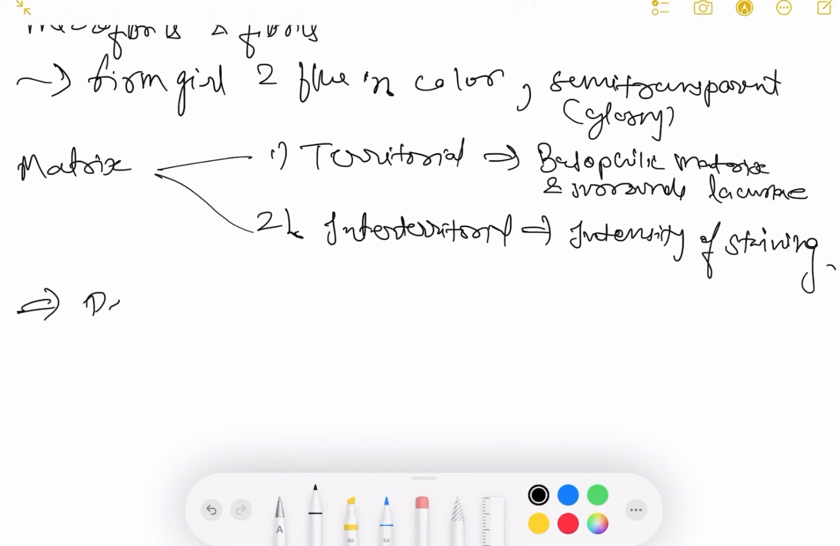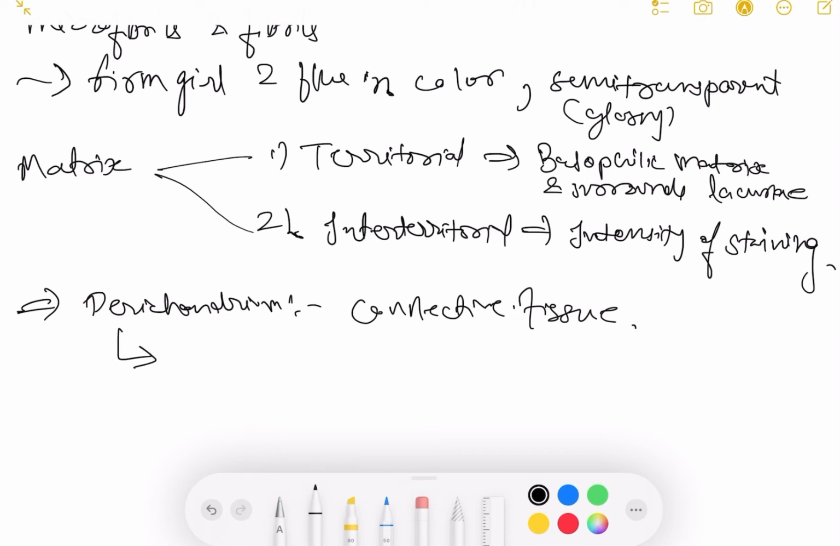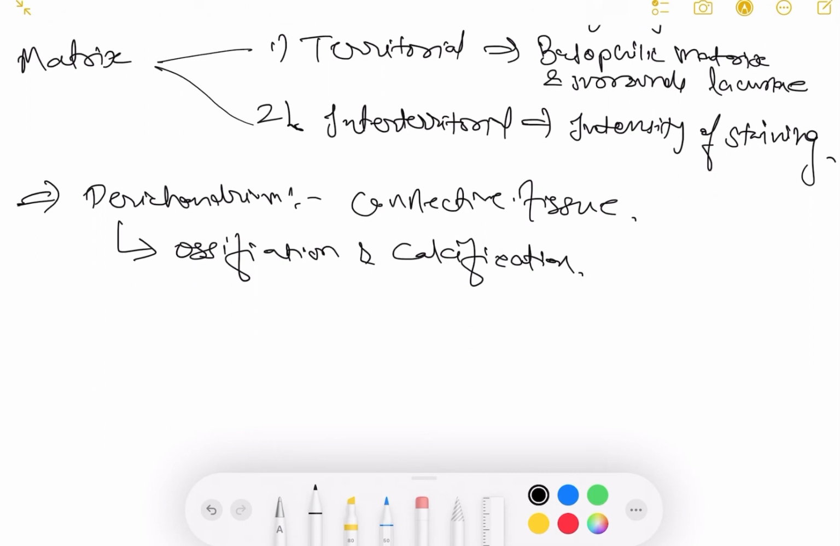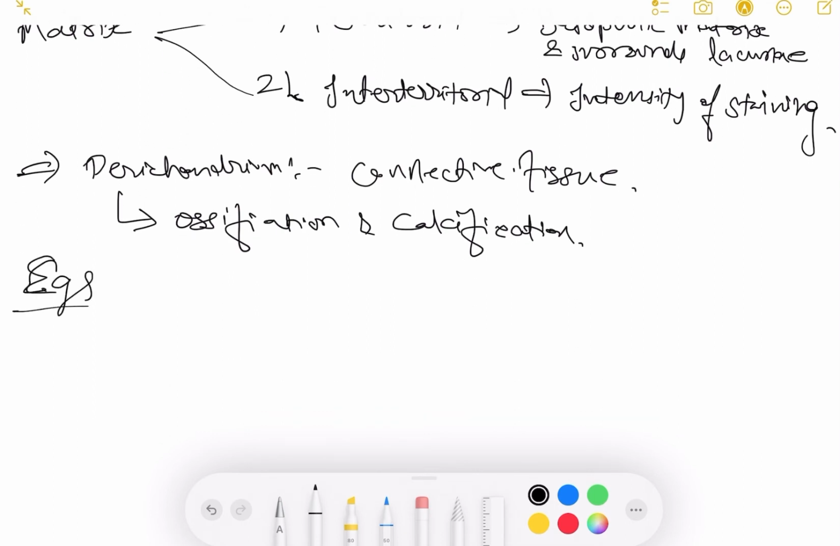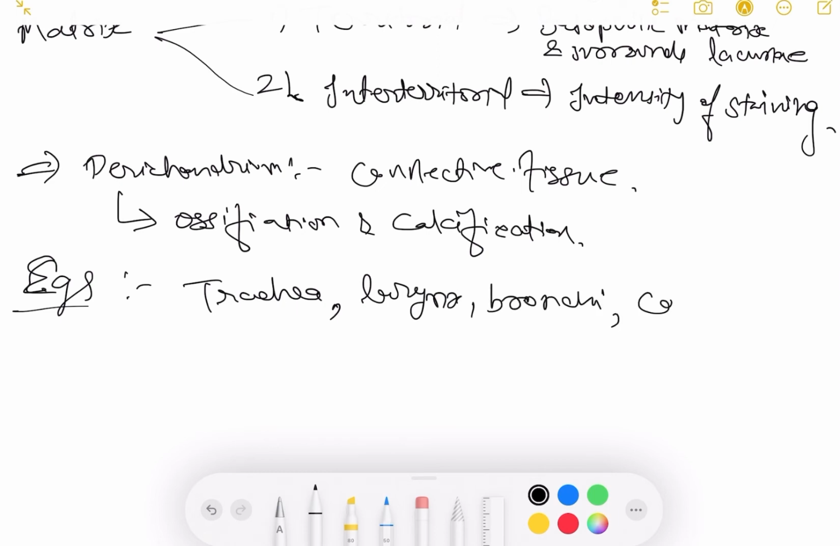Now next we can talk about perichondrium. We have discussed earlier, no? Now it has perichondrium, that is connective tissue surrounding cartilage. And what does perichondrium do? Ossification and calcification. This is a common point we have seen. Now we will discuss examples of where hyaline cartilage is present in our body: in trachea, larynx, bronchi, costal cartilages.